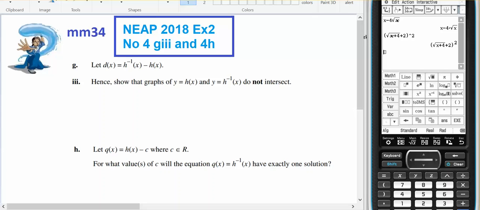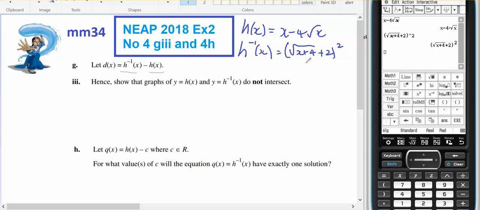This is for Year 12 Methods. It's exam trials, NEAP 2018 exam 2 question 4, G part 3 and 4H. So the earlier part of the question talked about H and its inverse. And from a previous part of the question, this is H and this is the inverse. Okay, hence show the graphs of H of X and the inverse do not intersect.